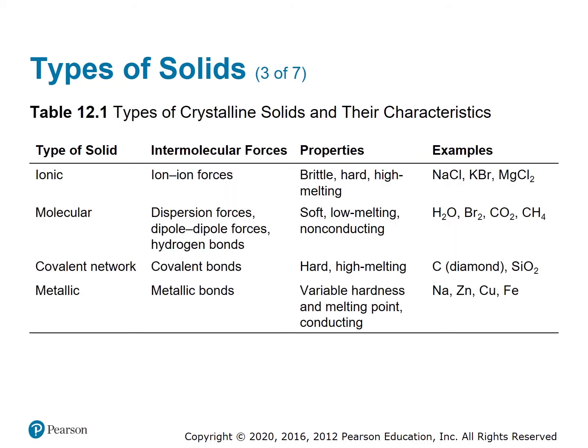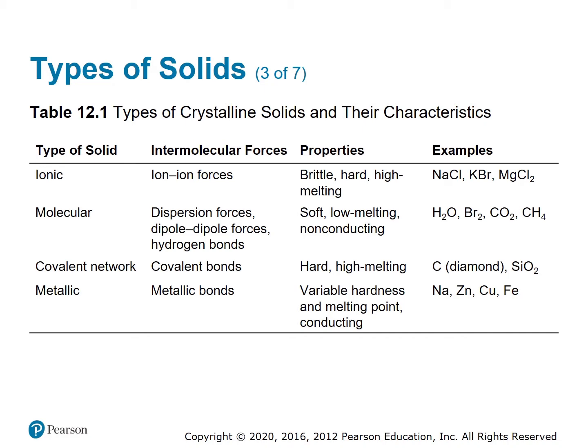Here's a chart that gives a good summary of some of the basic properties of the four types of crystalline solids mentioned earlier. Ionic solids, which are held together by the electrostatic attraction between the negatively and positively charged ions in the lattice, tend to be brittle, hard substances with high melting points. Any compound you can think of that consists of cations and anions would fit into this category.